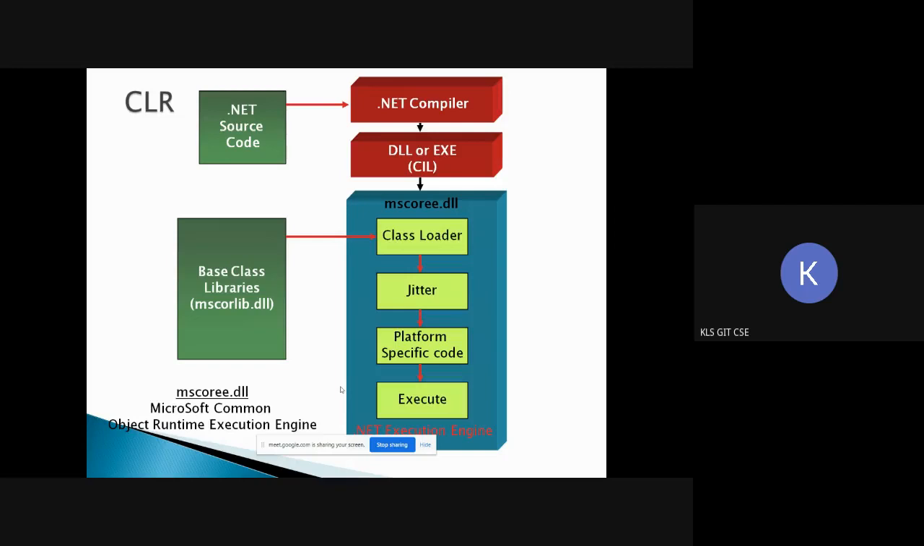How .NET source code is compiled. The compiler converts it into CIL. Then we have the base class library, mscorlib.dll, the class loader, the JIT compiler, and then finally platform-specific code. Right?